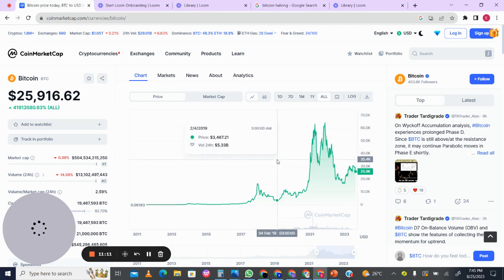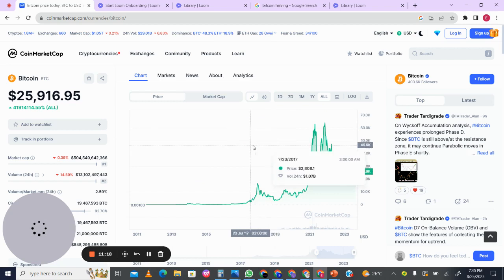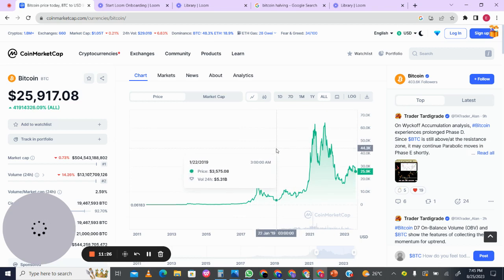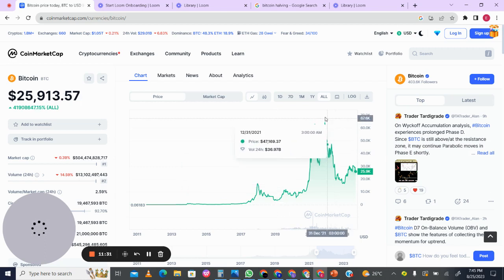The third season of Bitcoin halving happened in the year 2017 to the year 2021. It dived from 2017 when it went to $16,000. It dived low to $3,400. It went as low as $3,400, guys. And from 2020 towards 2021, it went and registered an all-time high of $64,000.